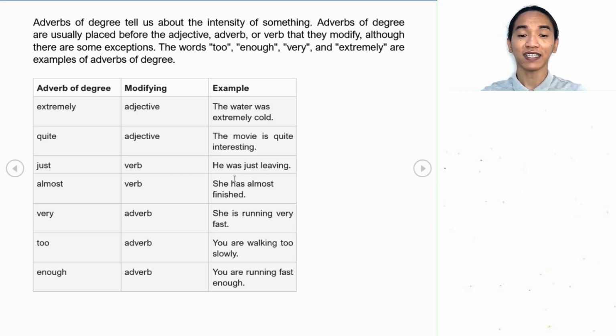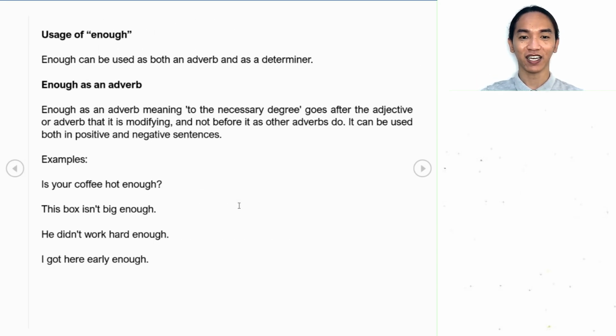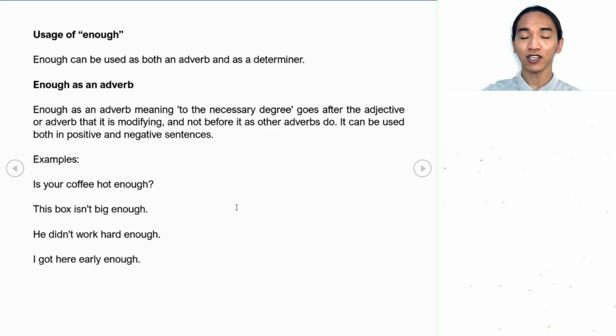Very modifies an adverb: she is running very fast. Too, okay, modifies an adverb: you are walking too slowly. Enough also modifies an adverb: you are running fast enough. All right, so please pay attention to these adverbs of degree, and what they modify, plus our sample sentences.